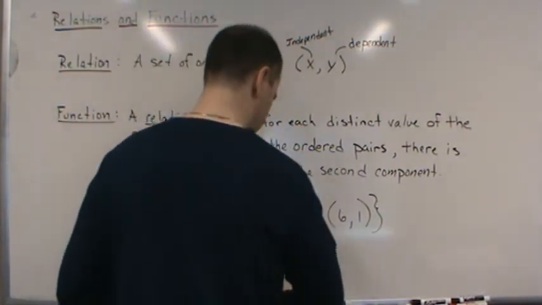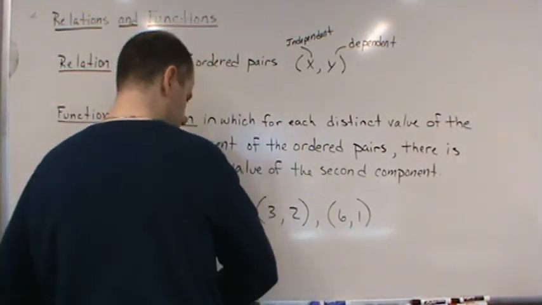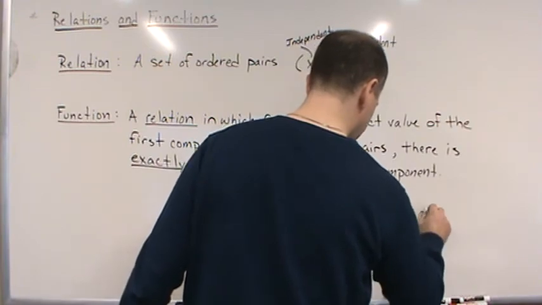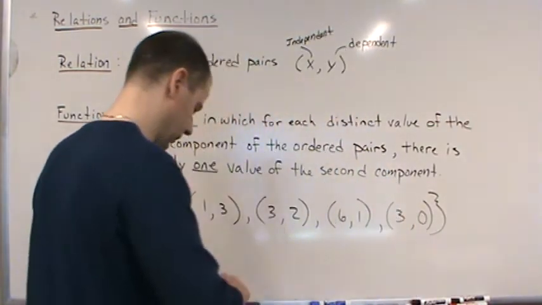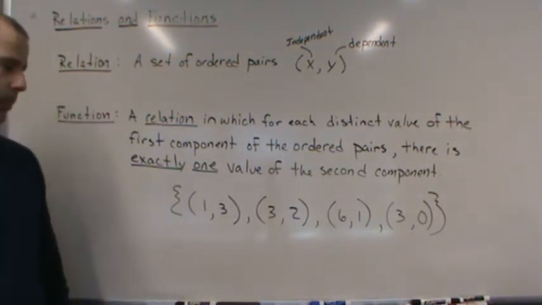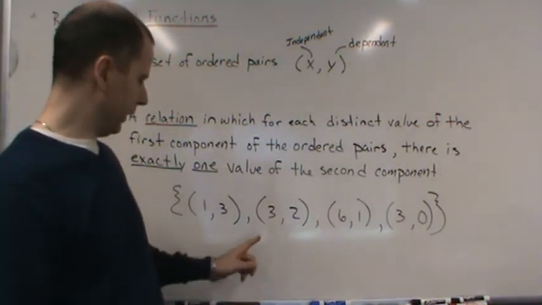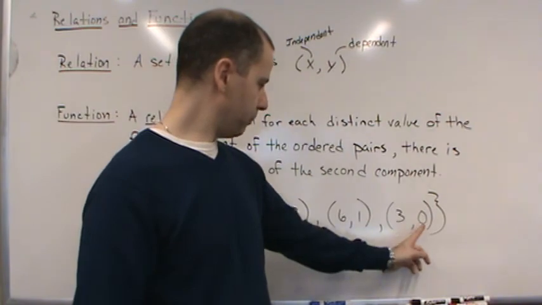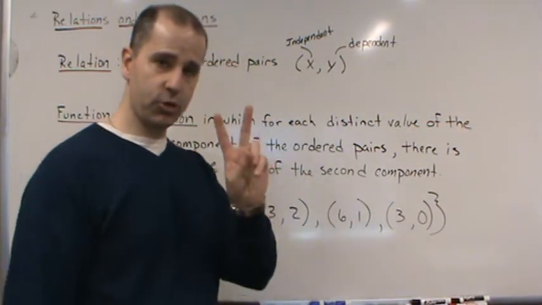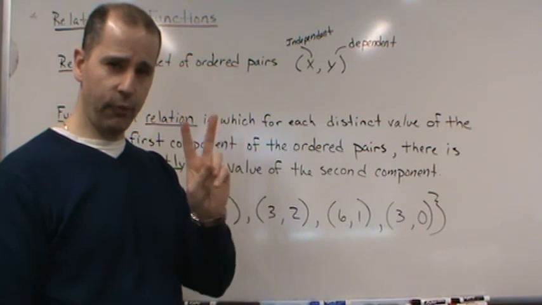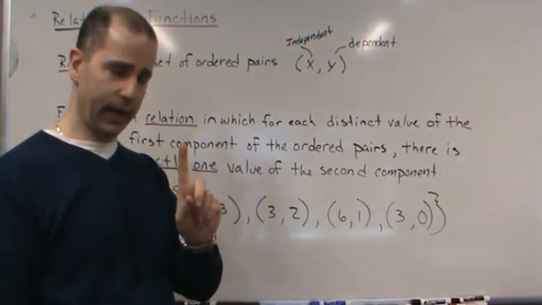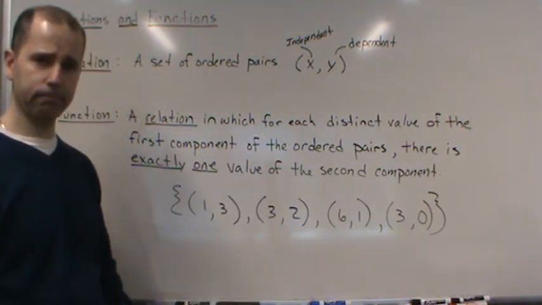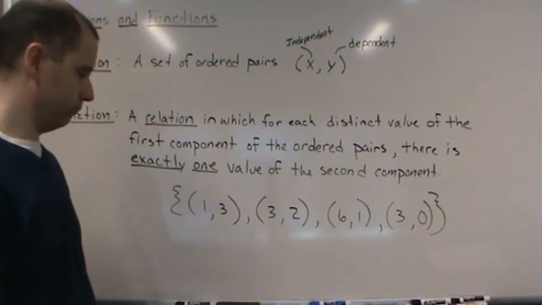Now, what if I went ahead and added this point here? Now we still have a relation, but is it a function? The answer is no, because this point and this point have the same x values, but they have different y values. So there are two distinct values of y connected to one value of x. That violates the definition of a function. So this is not a function. And that's it. Have a good day.